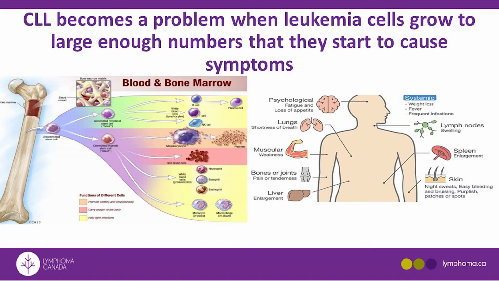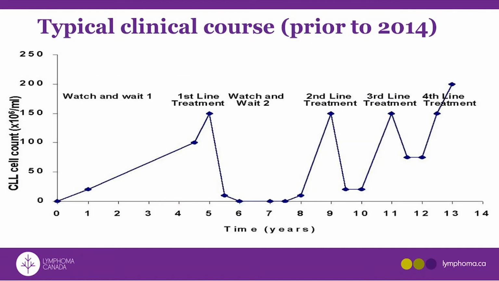As the CLL cells grow to large enough numbers, they start to use up nutrients that should better be used for your healthy tissues. And so muscle weakness, weight loss, and fatigue can all start to become disabling, in which case then treatment is indicated. So this is the typical course of a CLL patient, and I've drawn it with a timeline that we would have seen prior to 2014, when a number of new drugs became available.